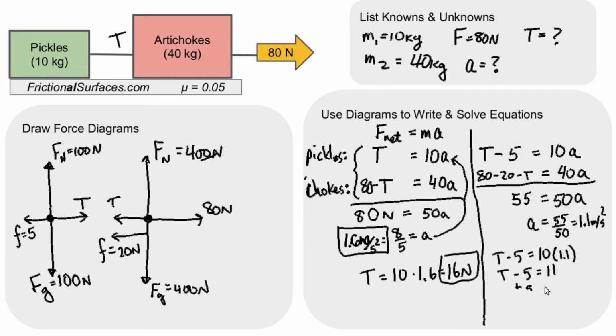Now add 5 to both sides, and hey, what happened? My tension is 16 newtons, even though I have friction. So the friction lowered the acceleration from 1.6 to 1.1, but the tension is just the same. So it turns out, because the friction affects each object in proportion to its own inertia, the tension that couples the two together is unaffected. And that's how we solve a problem with two masses coupled by tension.